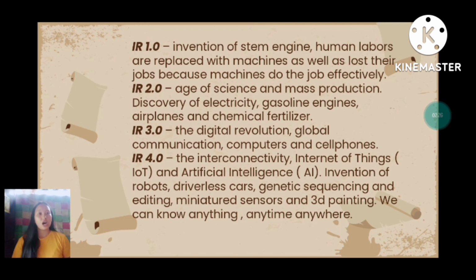It is the age of science and mass production. It is where the discovery of electricity, gasoline engines, airplanes, and chemical fertilizer. So, as the Industrial Revolution grows, the discovery of humans also grows. So, in IR 2.0, it is the age of science and mass production.